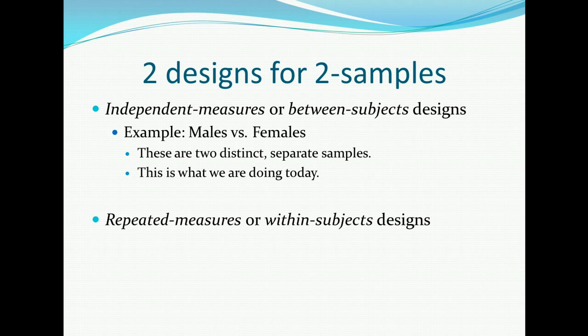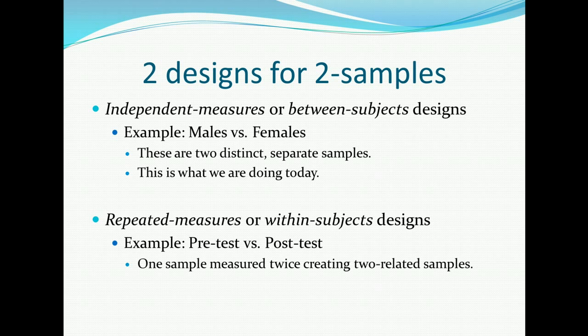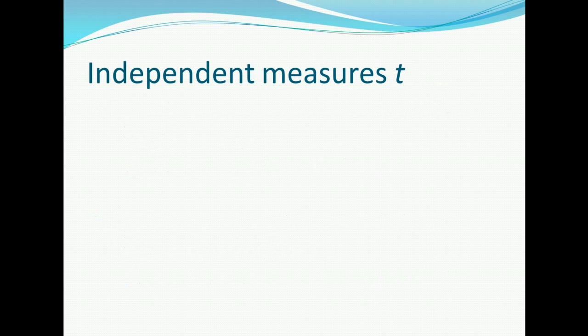There's also repeated measures or within subjects designs, which there's a lecture online about that I did regarding dependent samples T or related samples T. And the most common example is pre-test versus post-test. And where one sample is measured twice, creating two related samples. This is also called dependent, paired, or related samples T. So there's a couple different terminologies for that. There seems to be more terms for this one than the independent samples T. But today it's all about the independent samples T.